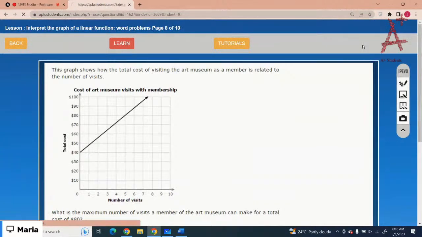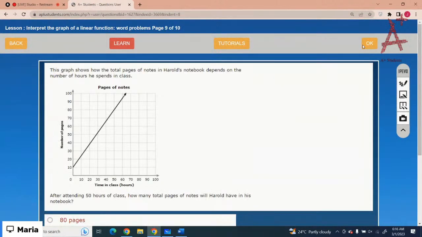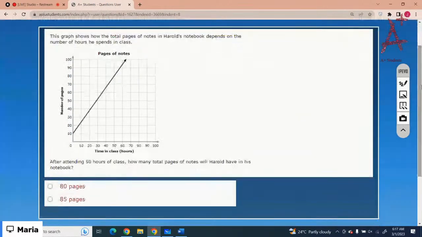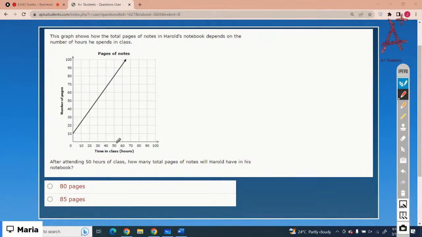Okay, the next one is the graph shows how the total pages of notes in Harold's notebook depends on the number of hours he spent in class. After attending 50 hours of class, how many total pages of notes will Harold have in the notebook? So 50 hours. Hours are on the x-axis. So 50 hours, and that means the number of pages is 80. Got it? After spending 50 hours in class, the total pages in the notebook are 80.